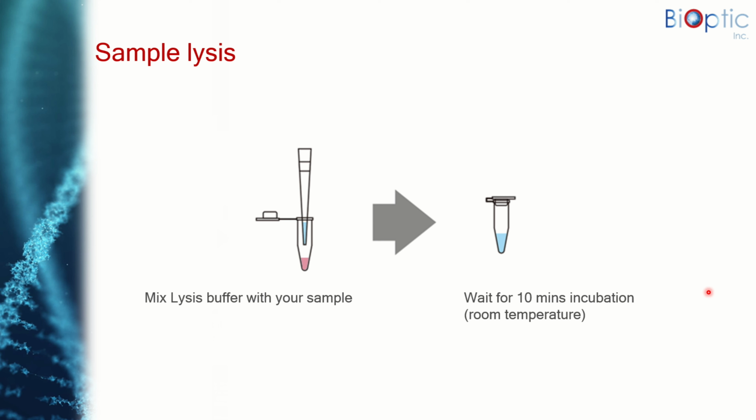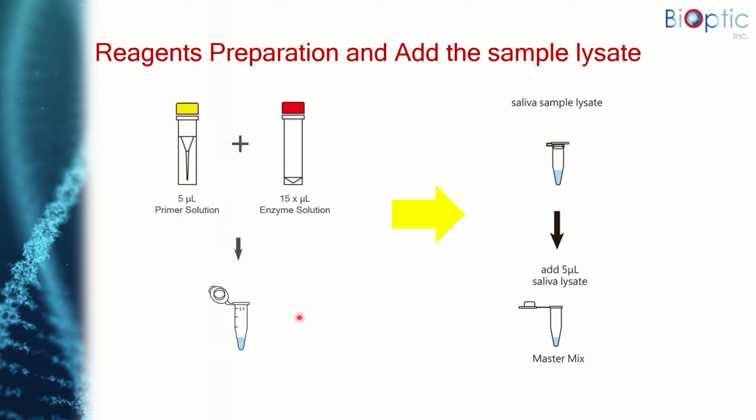In our kit, we use lysis buffer to simplify the conventional extraction step. So, just add the same volume of lysis buffer to your sample and wait for 10 minutes of incubation. During sample lysis, you can prepare reagents. Just mix primer solution with enzyme solution. And after sample lysis, add 5 microliters of lysate into the reagent, and then put it on your PCR machine.